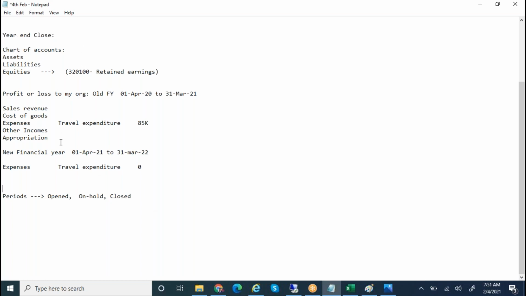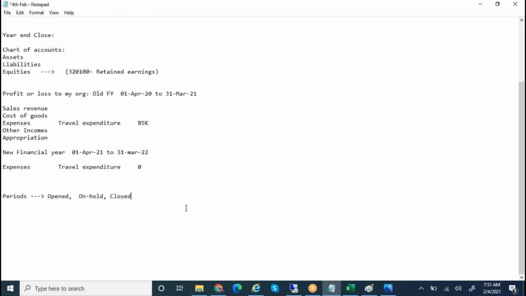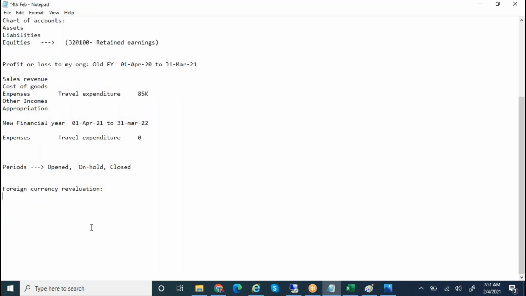Fine. So this is about the year-end process. Today I have discussed the consolidation process, and another process is the year-end process. One more I will introduce today: foreign currency revaluation. What is this foreign currency revaluation?